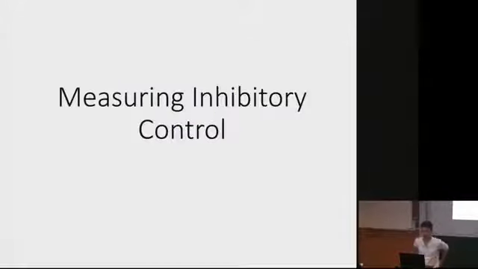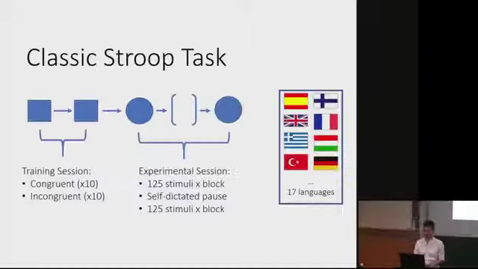And how did we measure inhibitory control? Unfortunately, I don't have time to go into details about this, but I will explain to you the overall design of the Stroop task that we use for this. So the classic Stroop task had a training session and an experimental session in which both had congruent and incongruent stimuli. As a matter of fact, the task that I showed you at the beginning is a Stroop task, so you can have an idea of what participants had to do, although it was a bit different from what they actually did.